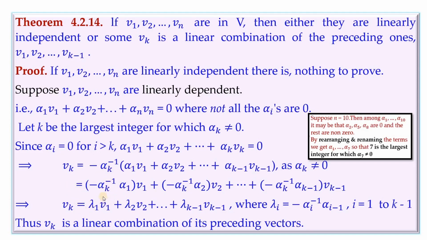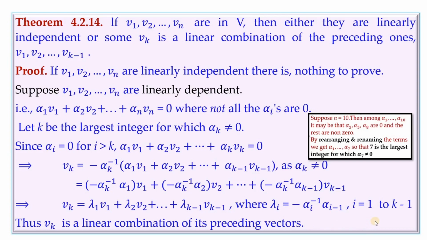and this is vk. It is only for convenience that we are renaming them as lambda 1, lambda 2 and so on lambda k minus 1. So vk is lambda 1 v1 plus lambda 2 v2 and so on lambda k minus 1 vk minus 1, where lambda i stands for minus alpha k inverse alpha i, i ranging from 1 to k minus 1. Thus vk is a linear combination of its preceding vectors.